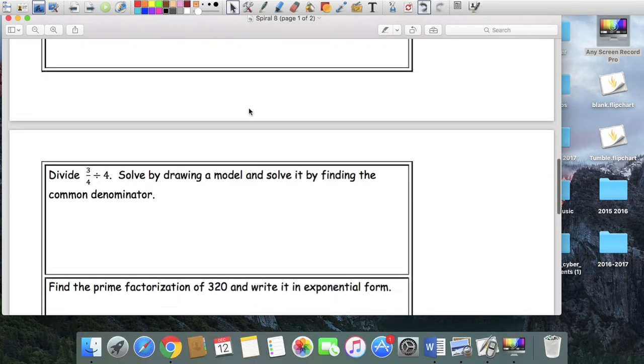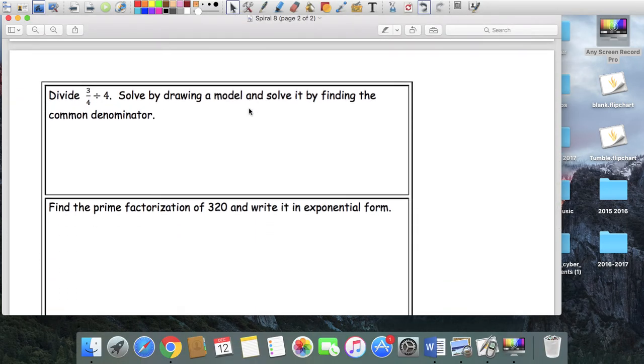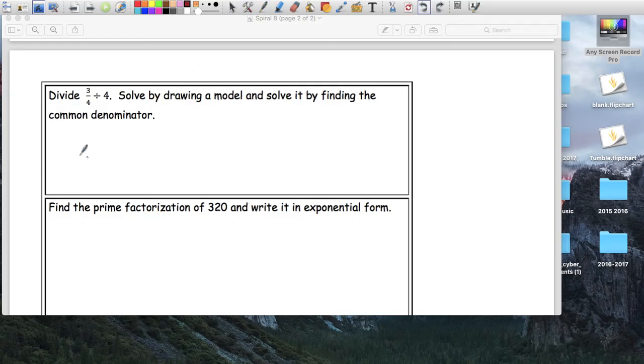Almost done. Divide 3/4 divided by 4 by drawing a model and solve it by finding the common denominator. Okay, so let's draw a model. 1, 2, 3/4. I'm going to shade in 3/4. That's what 3/4 looks like. I'm going to cut it and divide it among 4 people. So this will go to 1 person. That goes to a second. And that goes. So I cut it 4 ways.